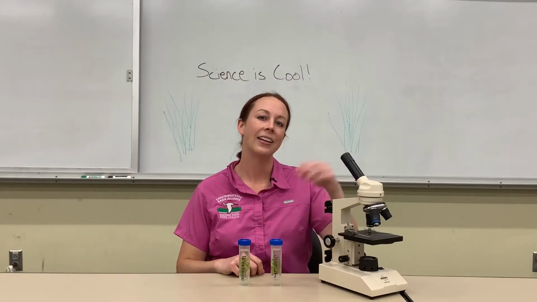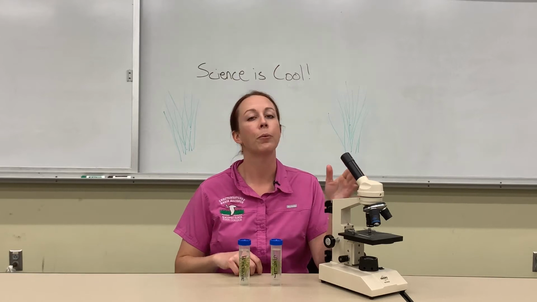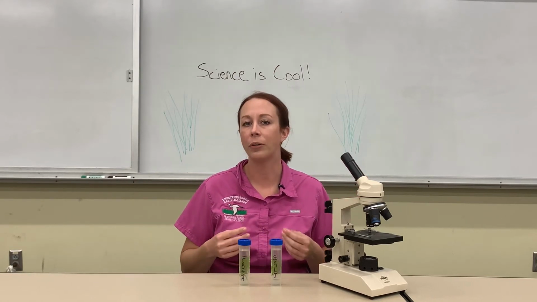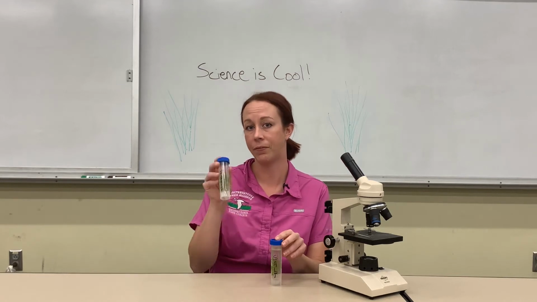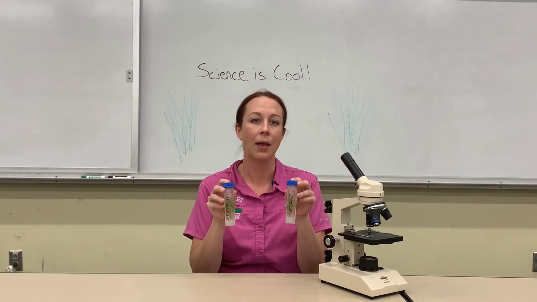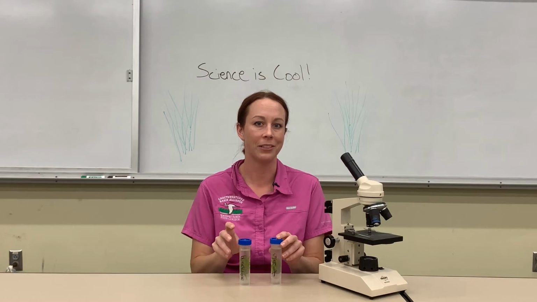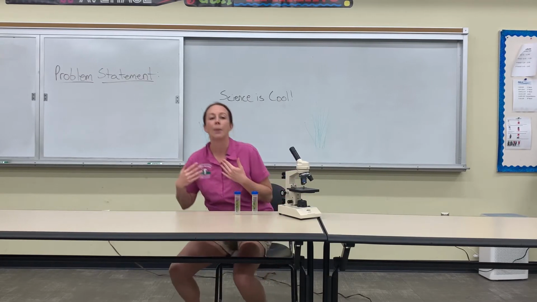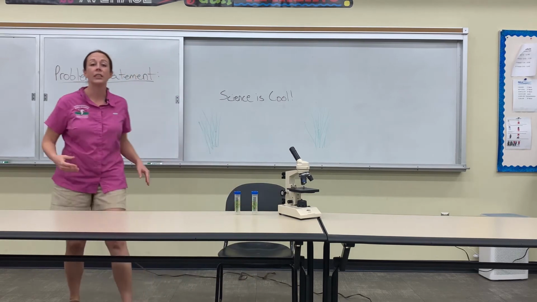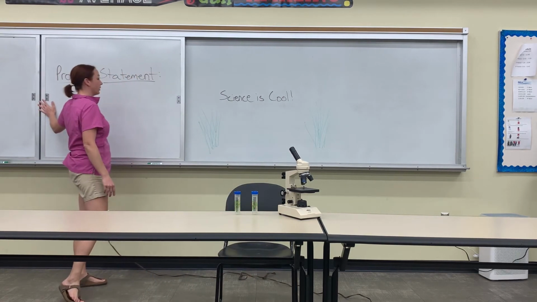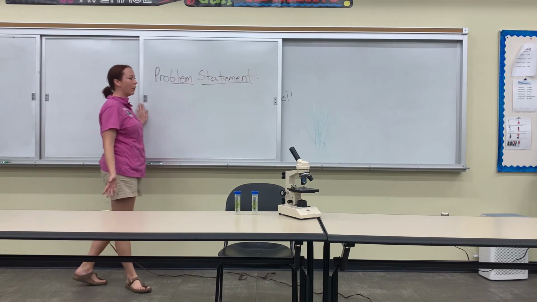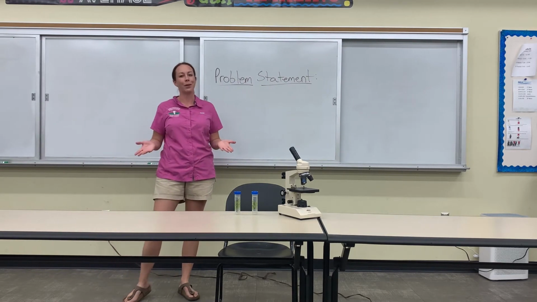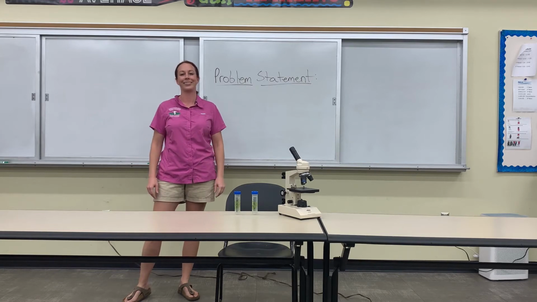Now that we know more about our microscope, we're going to use it to look at Elodea canadensis. We're going to compare leaves that have been in fresh water versus salt water. But first, there's something we must do. We need to create a problem statement. A problem statement is a question that our experiment is trying to answer. So what do you think our problem statement should be? Open your student folders and pause the video now to discuss.